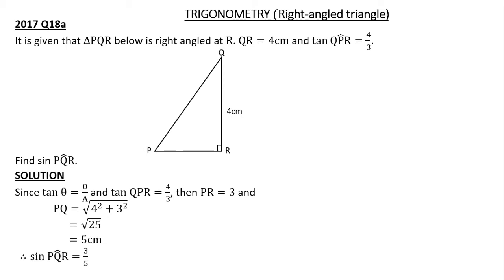Therefore, our sine PQR will be equal to 3/5 because sine is opposite over hypotenuse. They are saying find sine PQR, so we are looking at that angle there. Which side is opposite this angle Q? It is 3. Our longest side is 5 centimeters. Therefore, our sine PQR will be equal to 3/5.